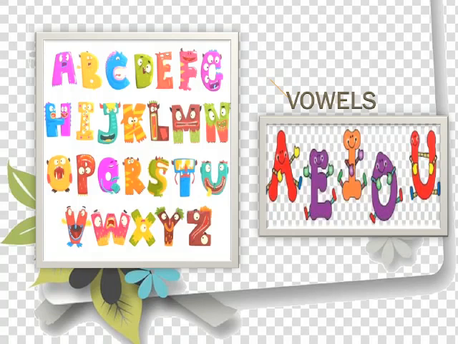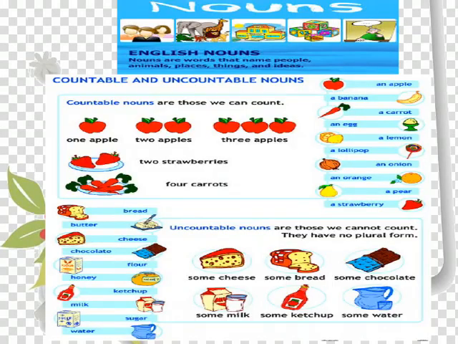There are 26 letters in the English alphabet, which are further divided into 5 vowels and 21 consonants. Let us further recollect what are nouns. Nouns are words that name people, animals, places, things and ideas.